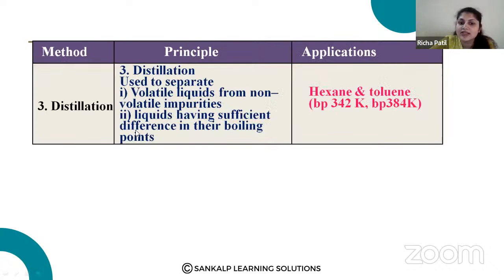Next is distillation. Distillation is used to separate volatile liquids from non-volatile impurities. Volatile liquid means one whose boiling point is low. Volatile means it will easily evaporate.